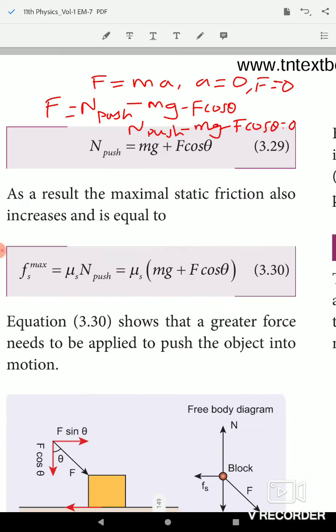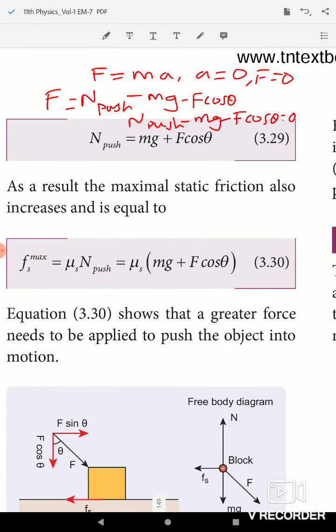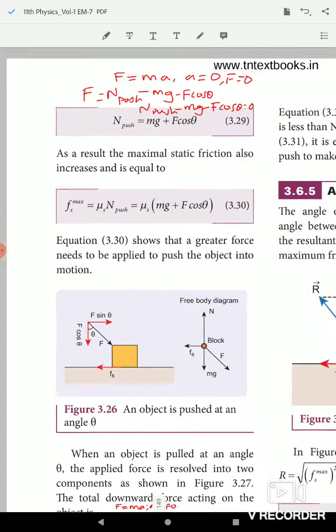As a result, maximal static friction also increases and is equal to Fs maximum equal to mu s n push, that is equal to mu s into mg plus F cos theta. This is the frictional force. So a greater force needs to be applied to push the object into motion.